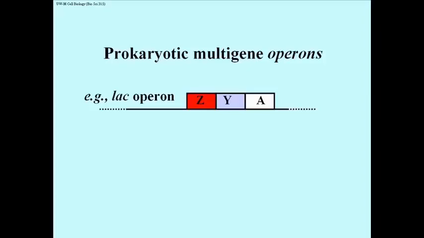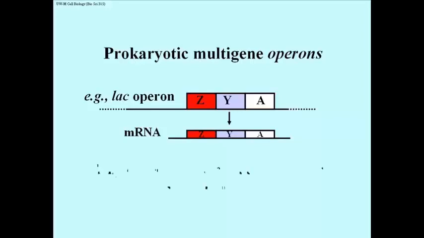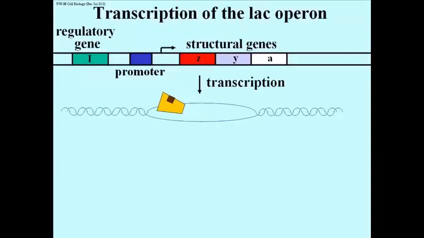Here we have a cartoon of the lac operon's genes that code for three enzymes involved in metabolizing lactose. This operon is transcribed as a single long mRNA encoding the three genes. It includes now a few other components. It includes the promoter, which is the sequence in front of the first of the three genes, which is actually the binding site for the enzyme RNA polymerase.